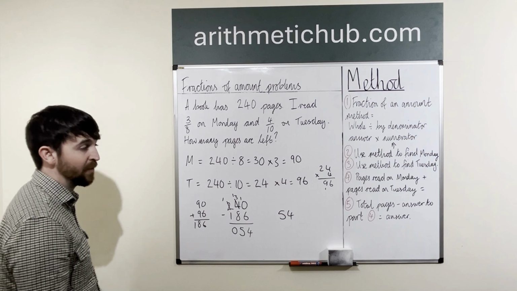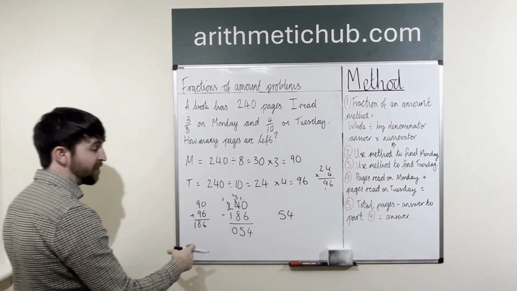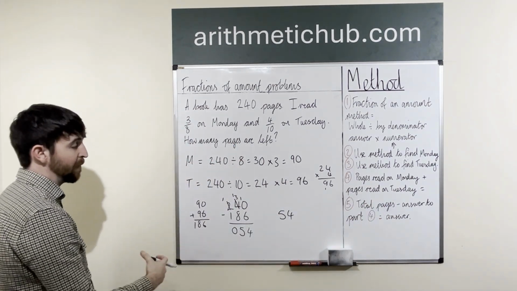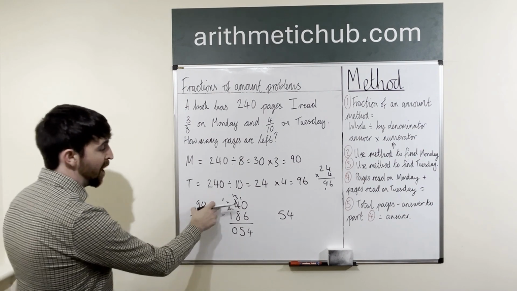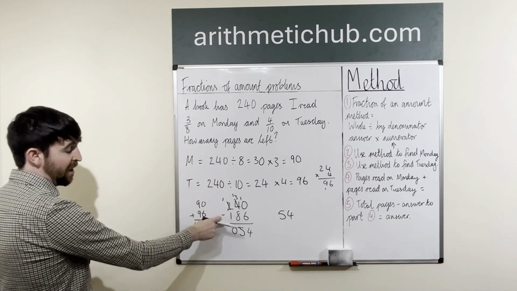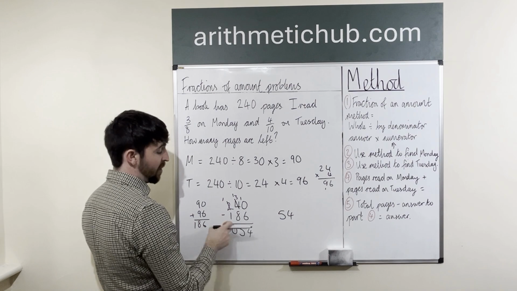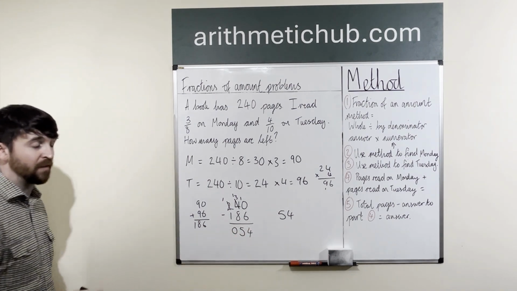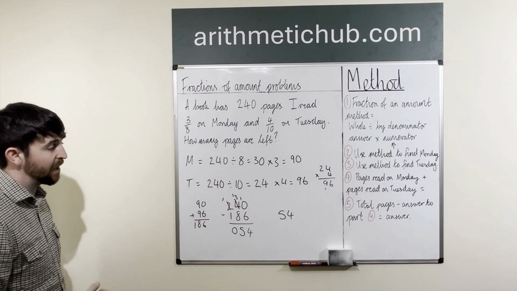That's my final answer. So the total pages minus my answer to part 4 is going to give me my final answer for how many pages I had left. My total pages was 240. My answer to part 4 was 186. That subtraction of 240 minus 186 gave me 54. So I had 54 pages left in total.